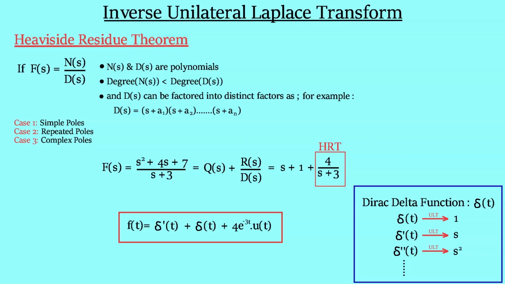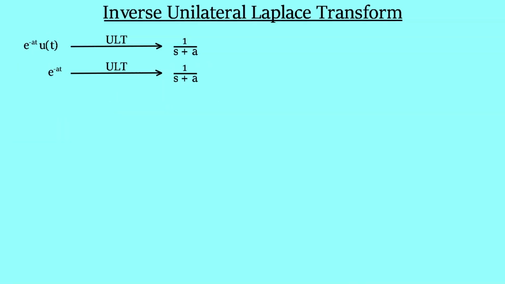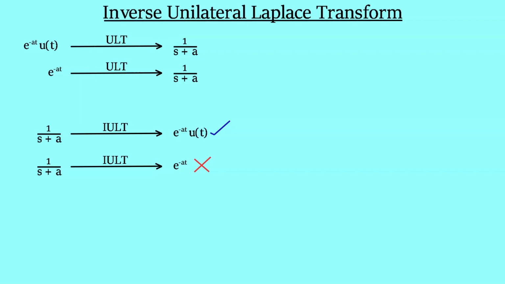Now we will see another point which might be a little bit confusing. Suppose that we have two signals, e to the power minus at multiplied by the unit step signal, and simply e to the power minus at. The unilateral Laplace transform of both these signals will be the same, which is 1 upon s plus a. However, if we find the inverse unilateral Laplace transform of 1 divided by s plus a, then the answer will be only e to the power minus at multiplied by the unit step signal.